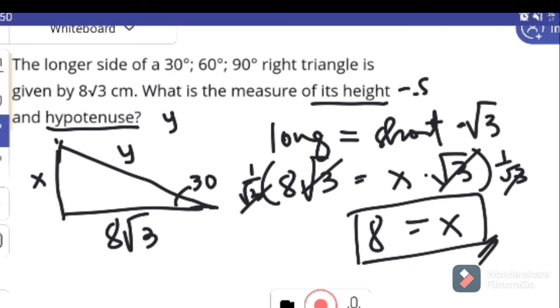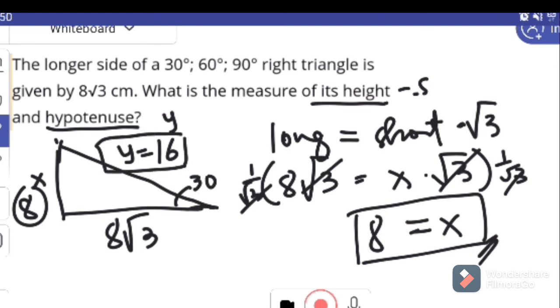Now how do we find the hypotenuse? The hypotenuse is twice the shorter leg. So what is twice 8? If this is 8, what is twice of it? Yes, so the answer is 16. That's it.